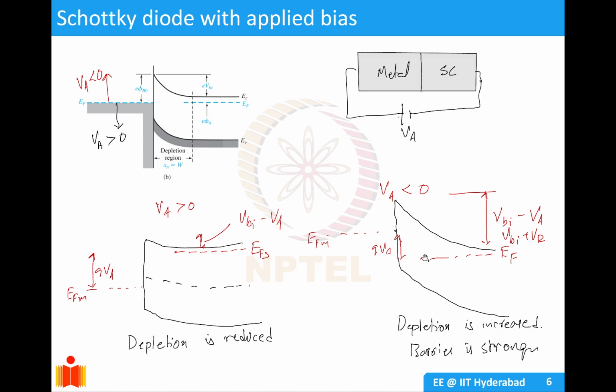So here you can see the depletion increases, and your barrier for the movement of electrons becomes difficult. It becomes stronger, hence the current is almost negligible. So you can see, similar to a PN diode, in forward bias you have a high current, and in reverse bias you have negligible current. Hence it is also called a Schottky diode.